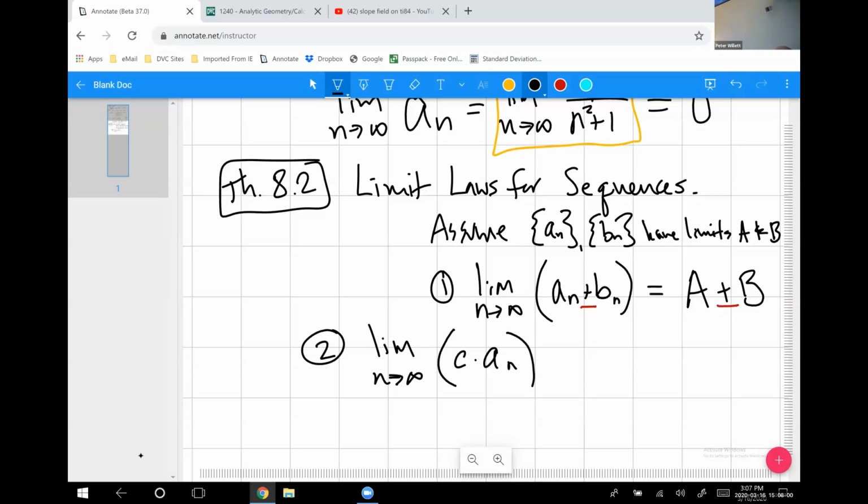So if I had a limit as n went to infinity of some constant times a sub n's, and I already knew that the limit of the a sub n's was capital A, then I can pull that constant outside of the limit and say that this is C times A. So in terms of sequences, number 2 says the limit of a constant times a sequence is the constant times the limit of the sequence.